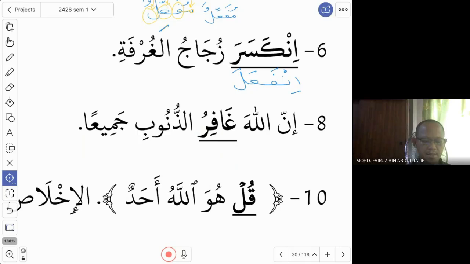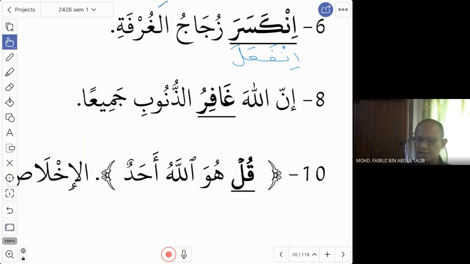Now, inna allaha ghafir. Okay, we want this wazan. The wazan for the isim, for the word ghafir. What is the wazan of the word ghafir?